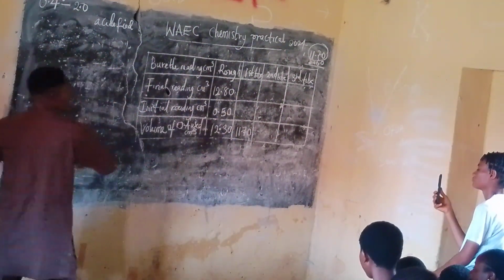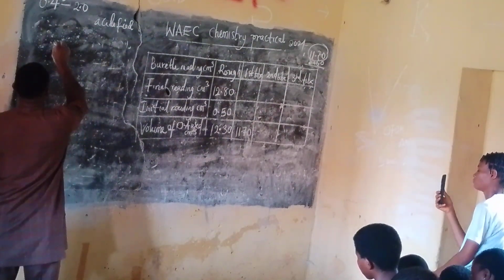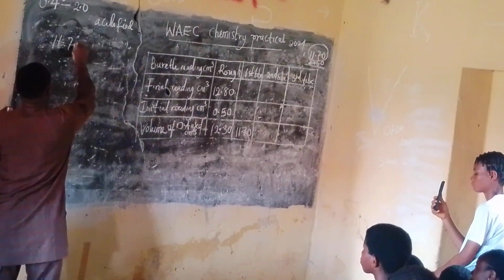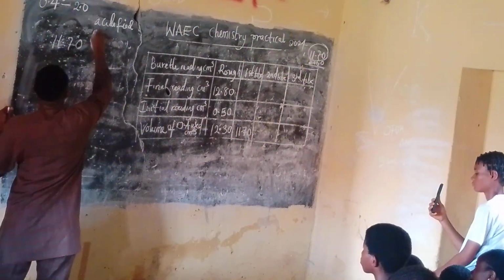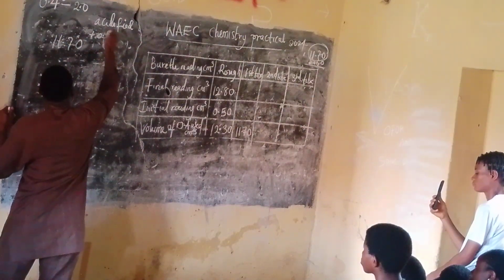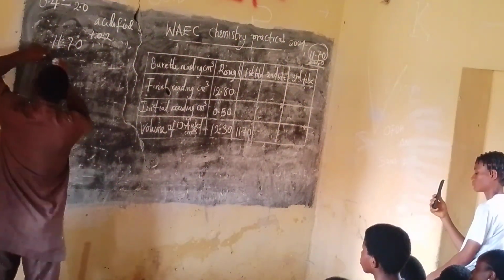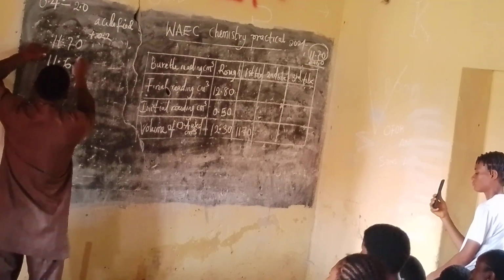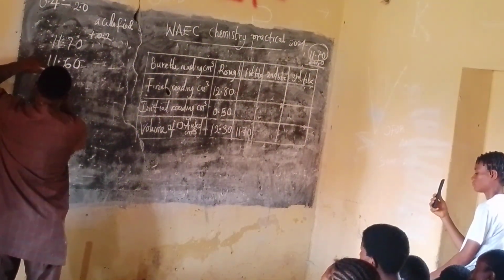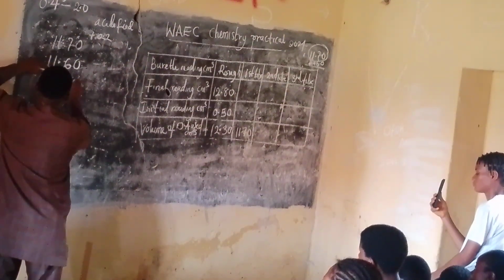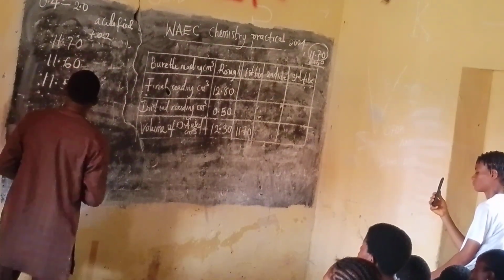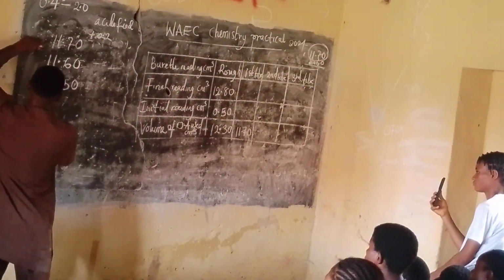Before we go on to fill the table, we have values that will be correct. We have 11.70. The principle is plus or minus 0.2. So 11.60 is correct. 11.50 is correct. Now let's go, it is plus or minus. Let's go. 11.80.